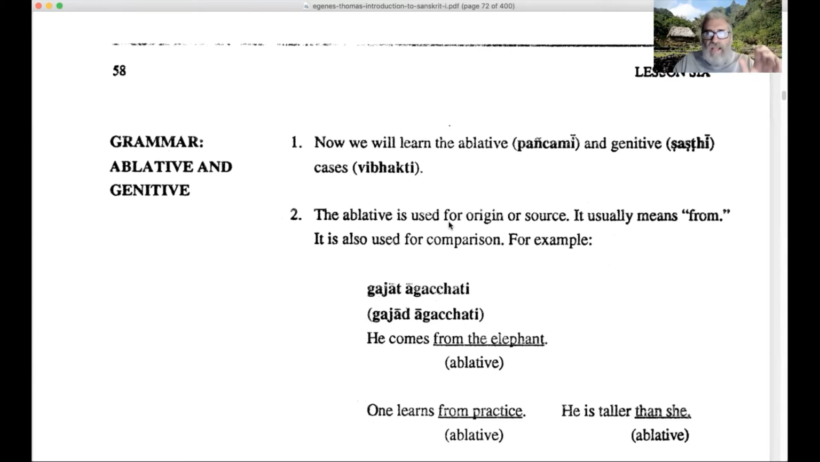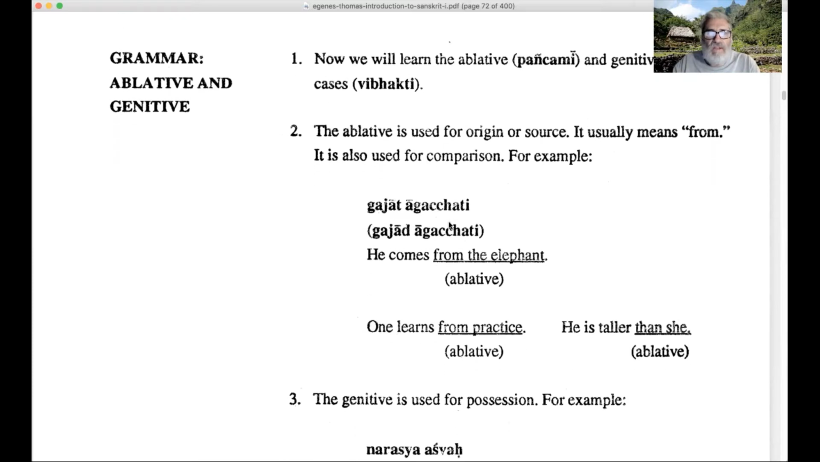Okay, these are all cases. Remember the word for cases. What are cases? Cases are noun endings. Okay, so noun endings are called cases, and they're called vibhaktis. Vibhakti is noun cases. That's the Sanskrit word. All right, so let's see what they're actually about.